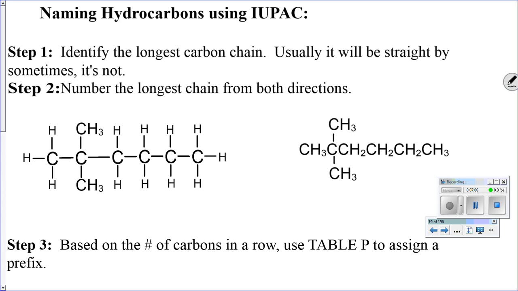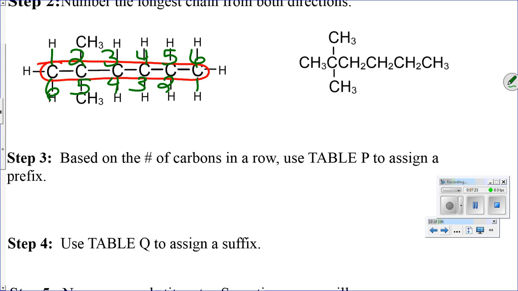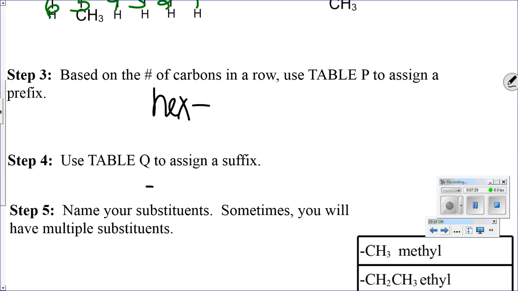Now, it can be a little bit tricky when we start getting multiple substituents, and the best way to get used to this is doing a lot of practice. So we go ahead, we identify our longest carbon chain. We're going to number 1, 2, 3, 4, 5, 6. We're going to look at our number of carbons in a row. When we go to table P, our prefix is hex. All single bonds tells me my suffix is ane.